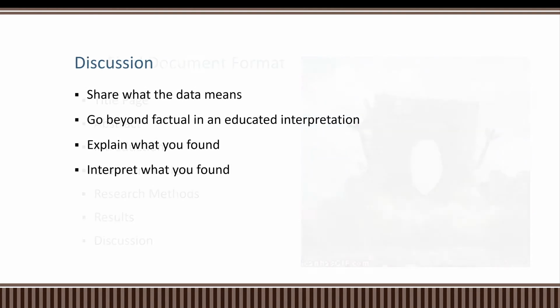Discussion. This is a discussion of what the data means. This is where you elaborate on your findings, explain what you found, and interpret what you found. Go beyond factual at this point to an educated interpretation of the data that you found. Explain to the reader what your data means.